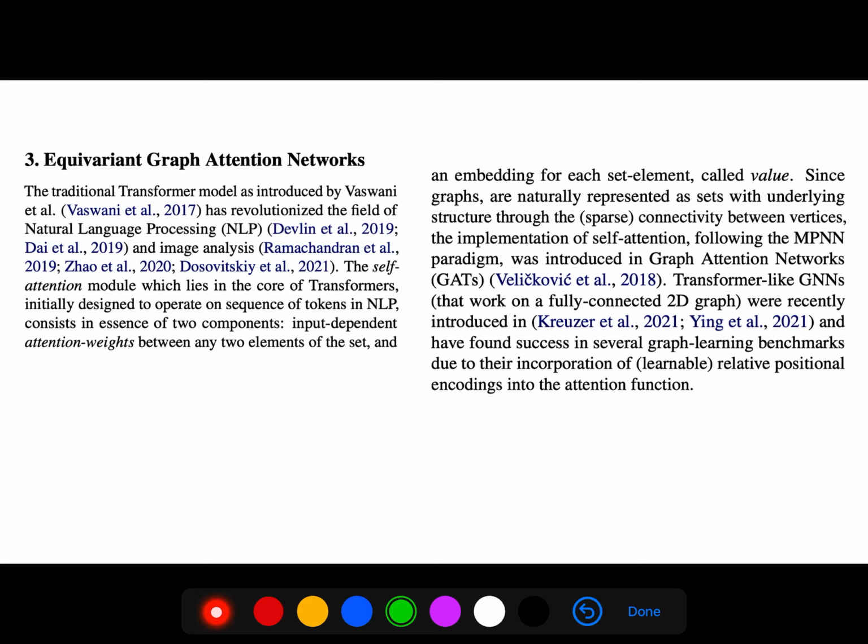The traditional transformer model has revolutionized the field of NLP. The self-attention module, which lies at the core of transformers, was initially designed to operate on sequences of tokens in NLP, and consists in essence of two components: input dependent attention weights between any two elements of the set, and an embedding for each element called value. Since graphs are naturally represented as sets with underlying structure through the sparse connectivity between vertices, the implementation of self-attention was introduced by GATs.